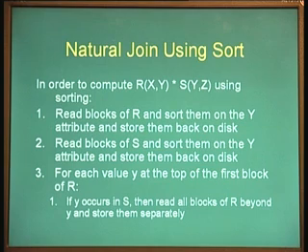Now sort them on the y attribute and store them back onto disk. And then secondly, read relation S block by block, that is m blocks by m blocks, and again sort it on the y attribute and store them back onto disk. Now what is it that we need to compute the natural join?